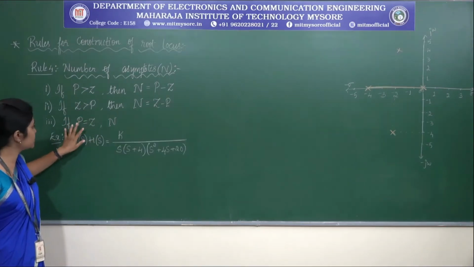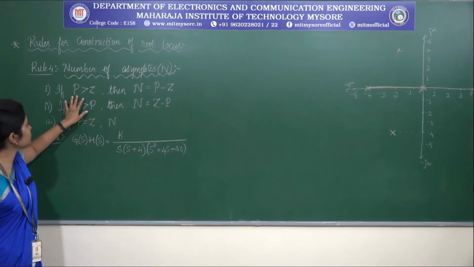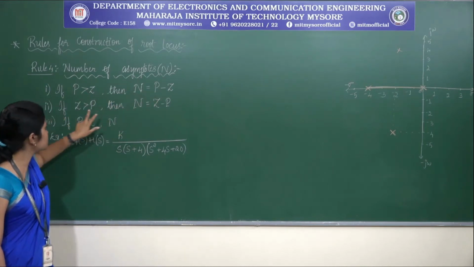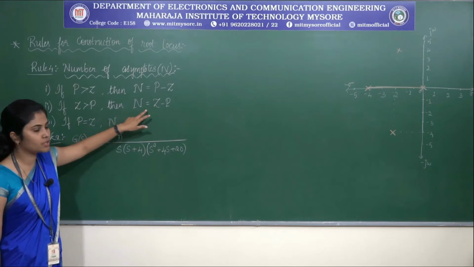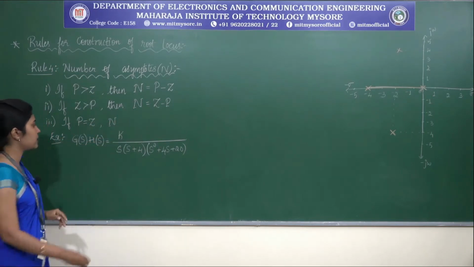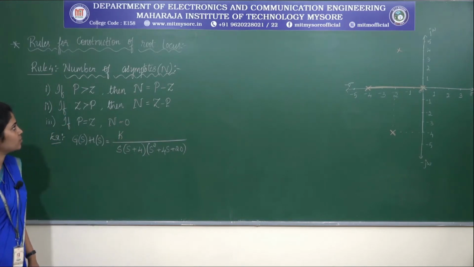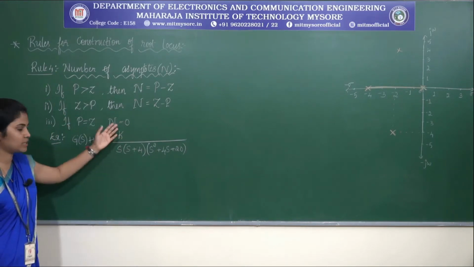These are the 3 different cases. One case is if P is greater than Z, n is calculated using the formula P minus Z. If Z is greater than P, then n is equal to Z minus P. If both are equal, as I said, n will be equal to 0. That is, the number of asymptotes is equal to 0.